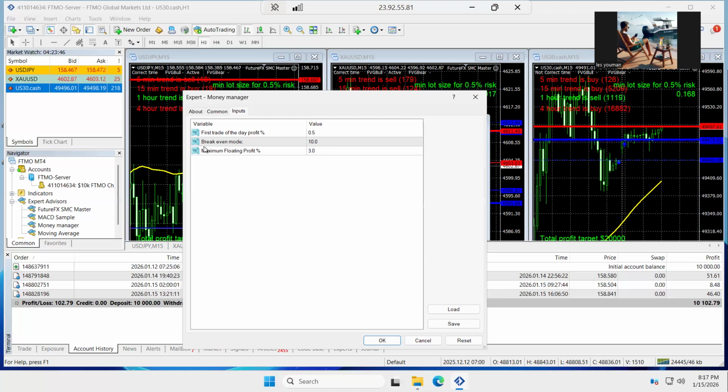All right, we've got another one here, which is break-even mode. Now, this is already part of SMC Master, but I've made this money manager because I foresee that people using different software, or even something that's not FutureFX software, could benefit from the money manager. Even manual traders could put this on a chart, just have it in the background and do their manual trading, and it's automatically going to close trades when certain criteria are met to help you manage your money.